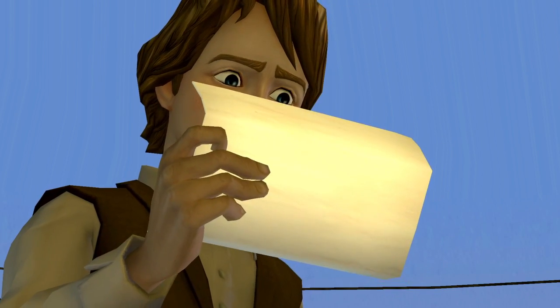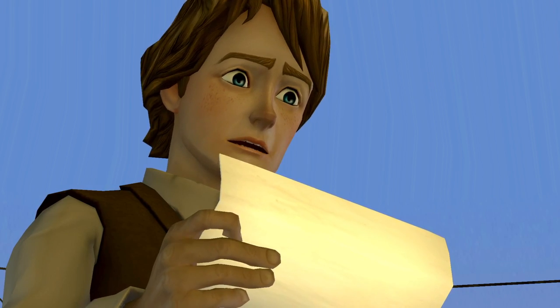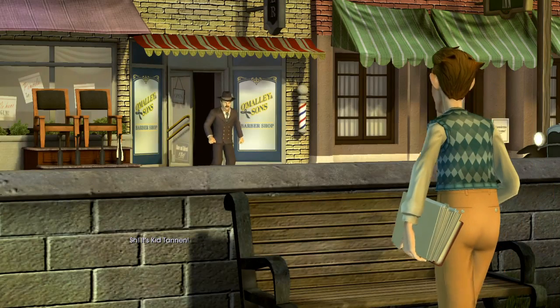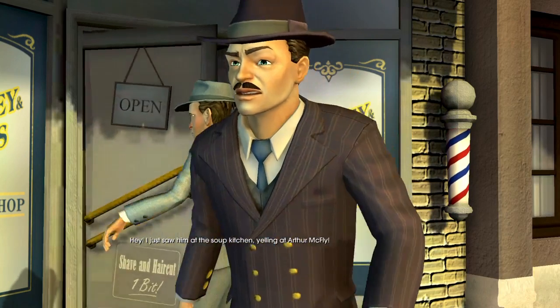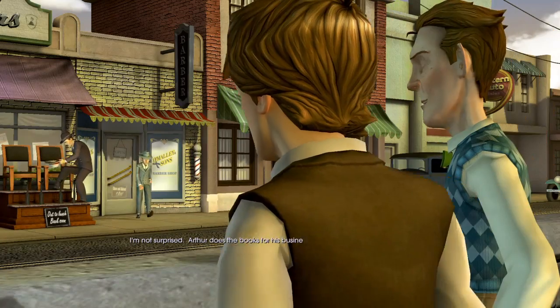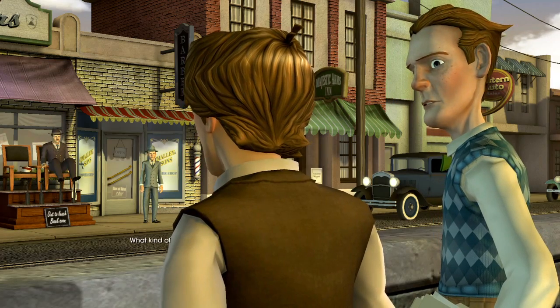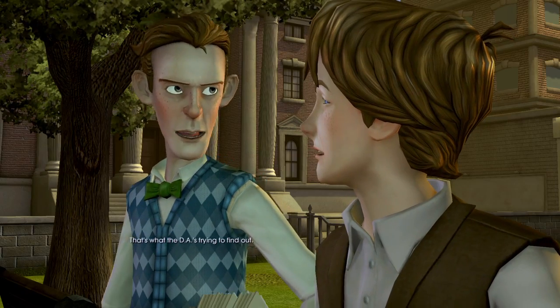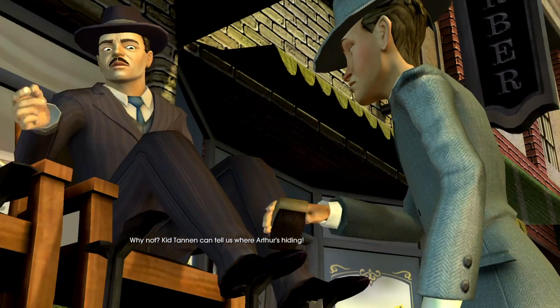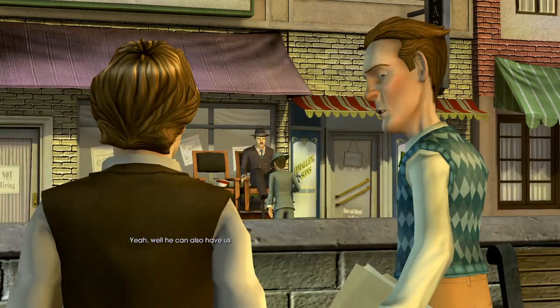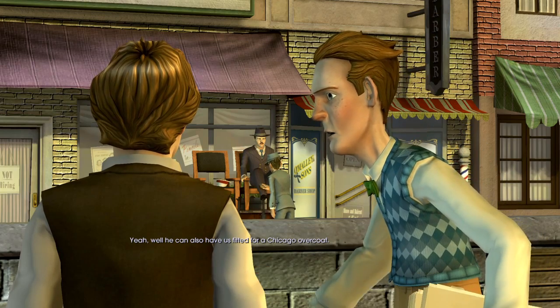Arthur McFly? I've got to subpoena my grandpa? Shh! It's Kid Tannen. Hey, I just saw him at the soup kitchen yelling at Arthur McFly. I'm not surprised. Arthur does the books for his business. What kind of business? That's what the DA is trying to find out. Let's go talk to him. No! Why not? Kid Tannen can tell us where Arthur's hiding. Yeah, well, he can also have us fitted for a Chicago overcoat.